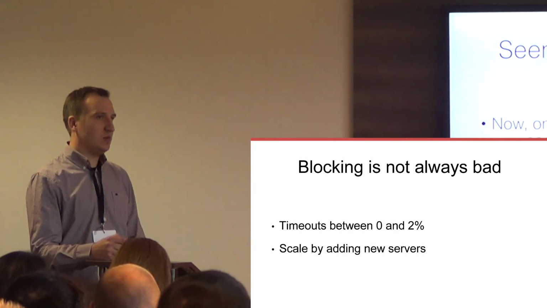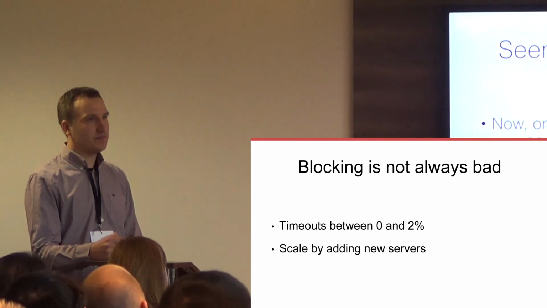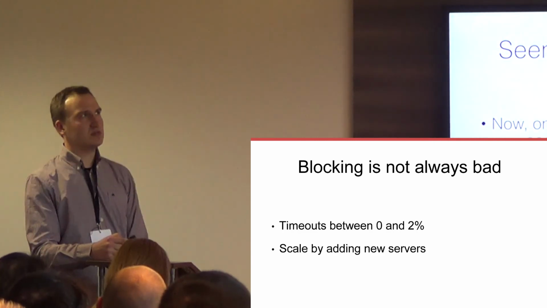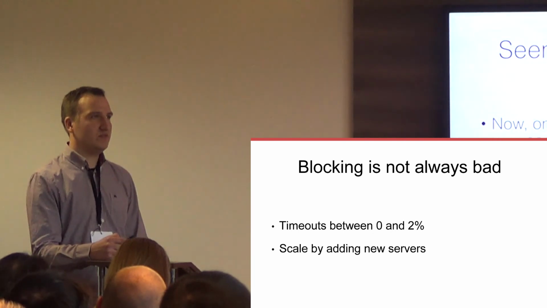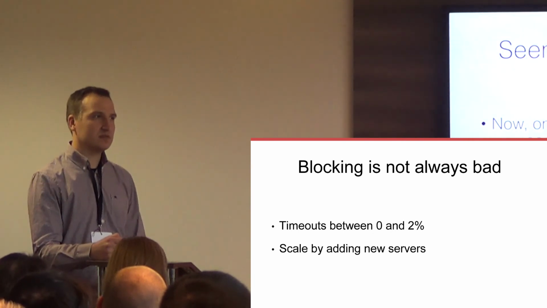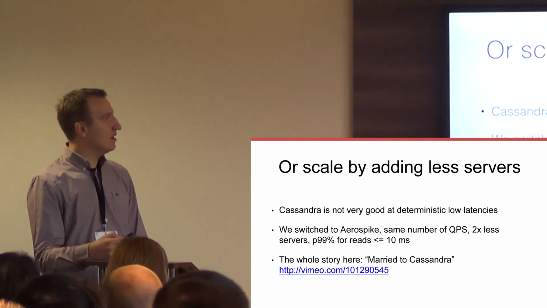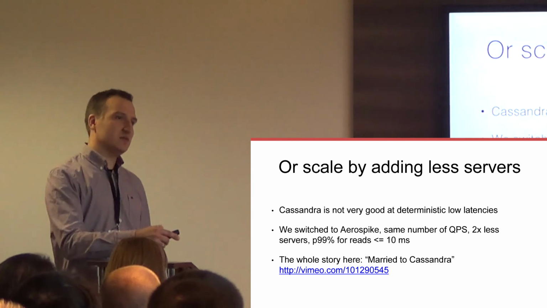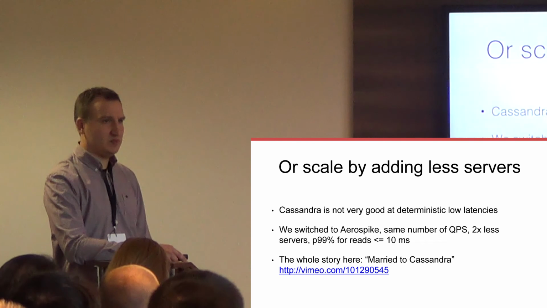Actually, we had 32 Cassandra nodes for that case, and with such an amount of servers we could handle 150,000 writes per second. But we decided to scale by adding fewer servers and switching Cassandra to Aerospike DB.